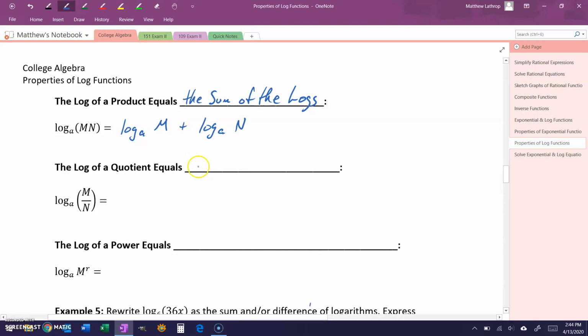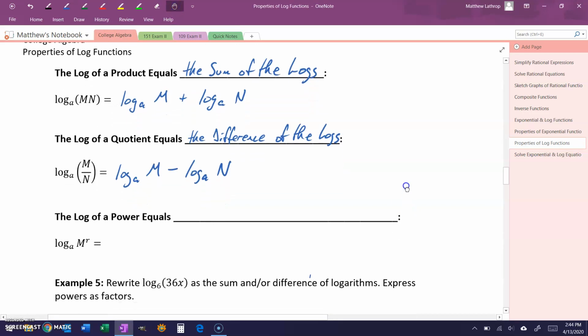The log of a quotient equals the difference of the logs. This is similar to the property above, except now we have m divided by n. So we'll end up with the log base a of m minus the log base a of n. Multiplication and addition are connected. Division and subtraction are connected in those two properties.